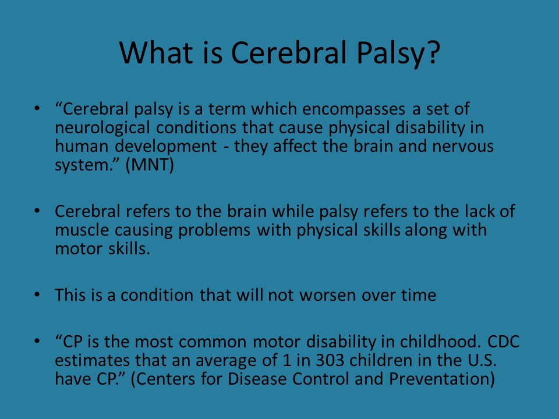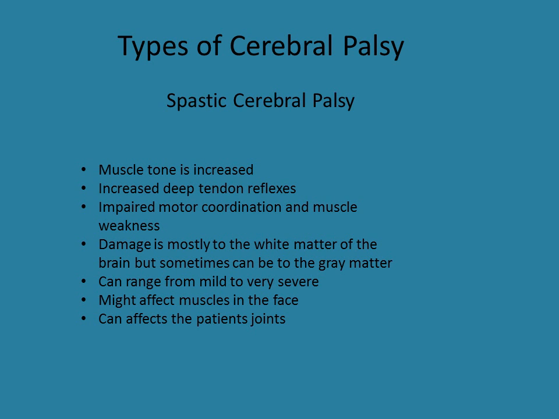According to CDC.gov, CP is the most common motor disability in childhood. CDC estimates that an average of 1 in 303 children in the U.S. have CP. There are 3 types of cerebral palsy.